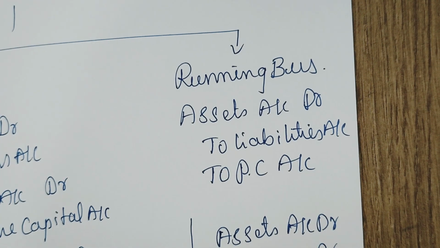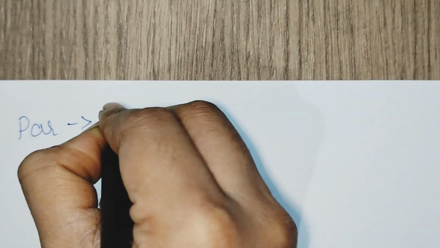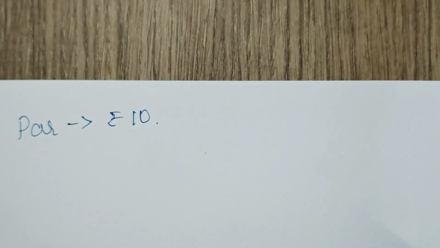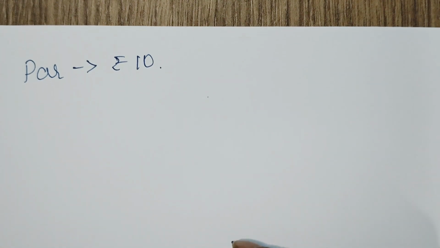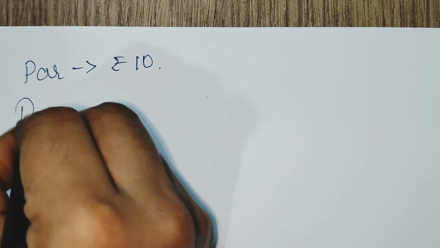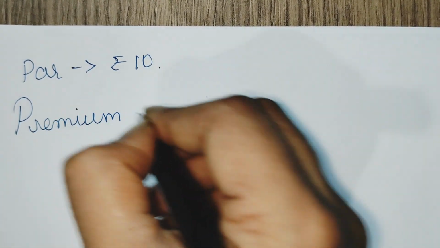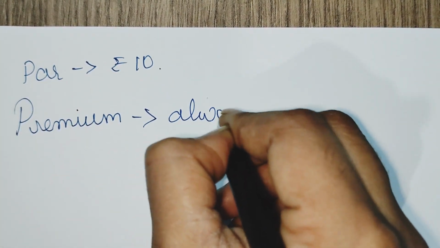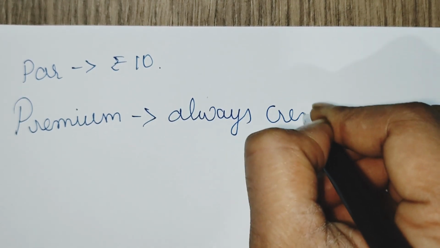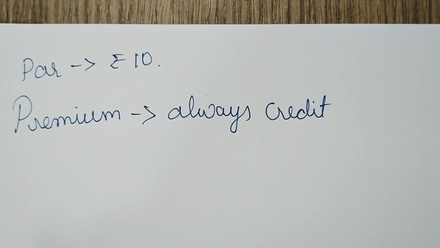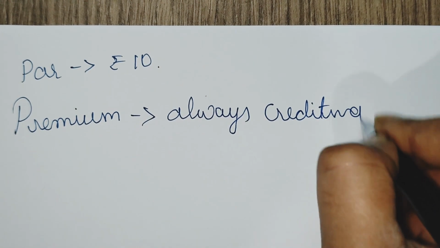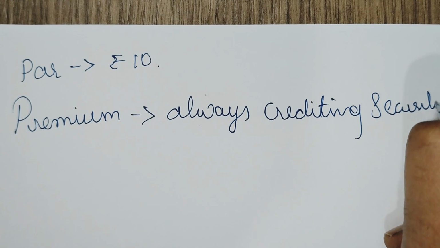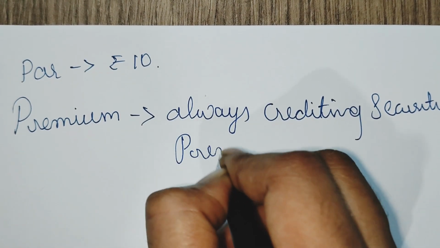Shares can be issued at par and premium. Par means on the face value, no changes. Rupees 10 means 10 rupees only. You are issuing the shares, it is called shares issued at par. In case of premium, equity shares will be issued at par or premium. Always you are crediting the securities premium account.